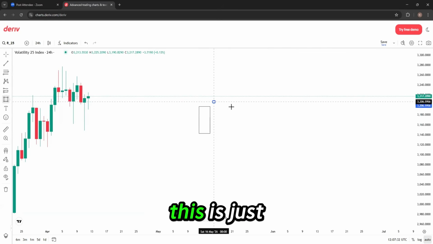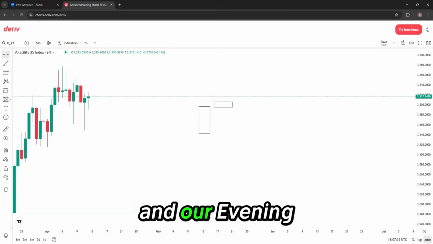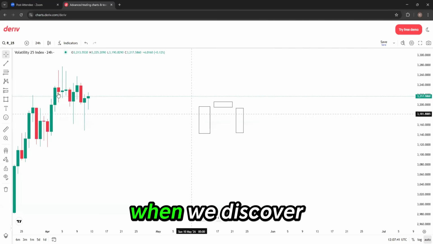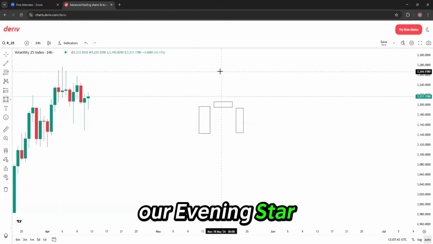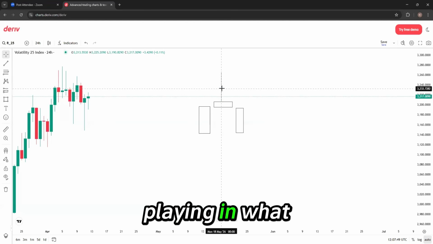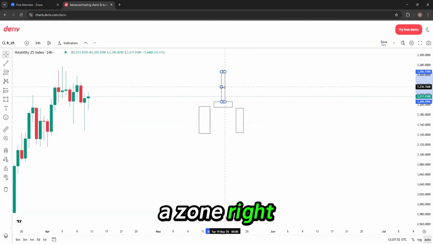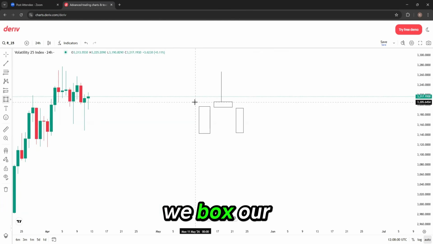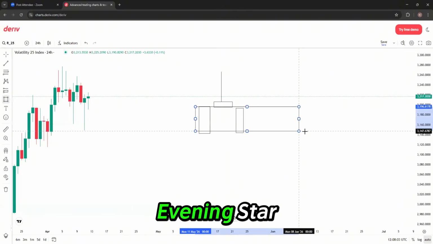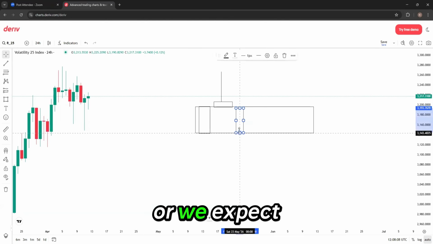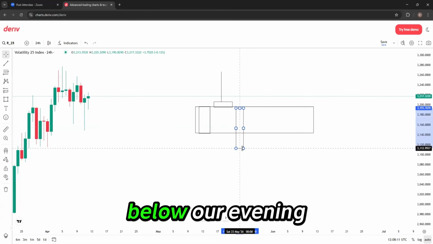And what we learned during that session was, when we have an evening star, this is just going to be a quick walkthrough, and our evening star is going to look like this. When we discover that this is our evening star, we expect price to be playing in what I'll call a zone. And let me mark that zone. Okay, let me put it here. And that zone, we said we can only identify it if we box our evening star.